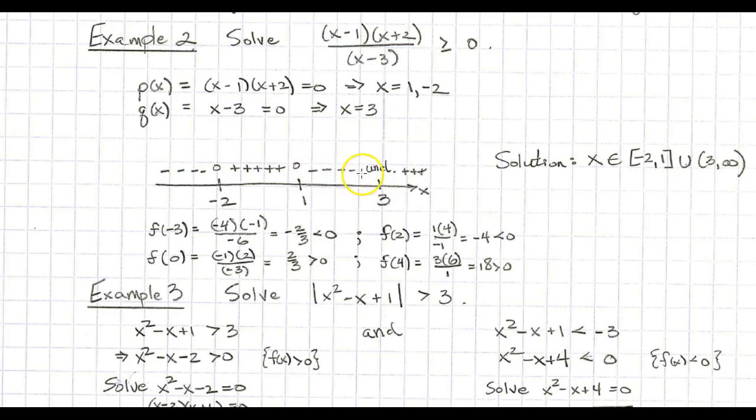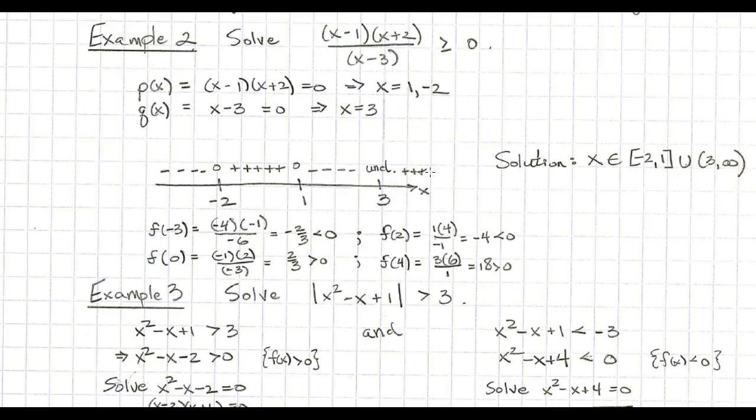So now between 1 and 3, I got to pick a test value. I'll pick 2. Again, I'm picking an integer value that's easy to plug in. So when I plug in 2 into my function, right, 2 minus 1 is 1, times 2 plus 2 is 4, 1 times 4 over minus 1, so I get minus 4. That's a negative value, so I put little negative signs here. That tells me the function is negative between 1 and 3. After 3, pick an easy value. Let's pick 4. Plug in 4, I get 3 times 6 divided by 1. I get 18, which is positive, so everywhere here is positive.